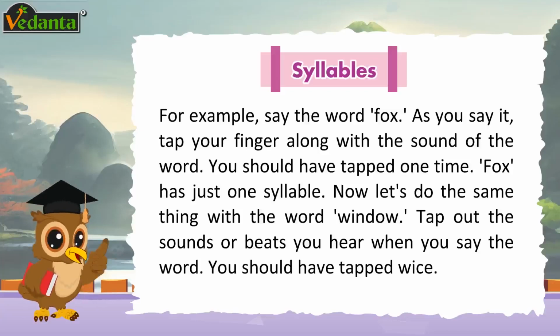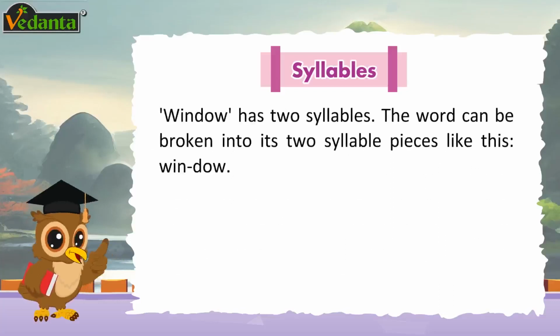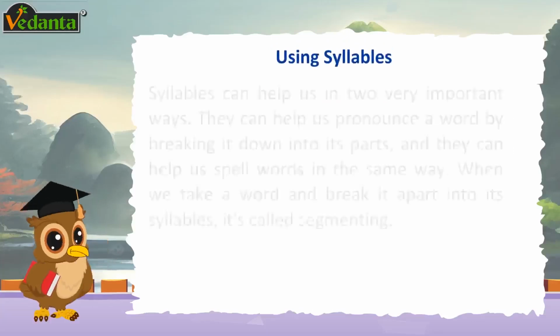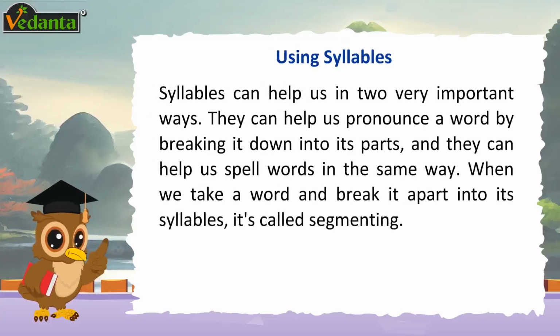Now let's do the same thing with the word window. Tap out the sounds or beats you hear when you say the word. You should have tapped twice. Window has two syllables. The word can be broken into its two syllable pieces like this: win-dow. Syllables can help us in two very important ways. They can help us pronounce a word by breaking it down into its parts, and they can help us spell words in the same way. When we take a word and break it apart into its syllables, it's called segmenting.